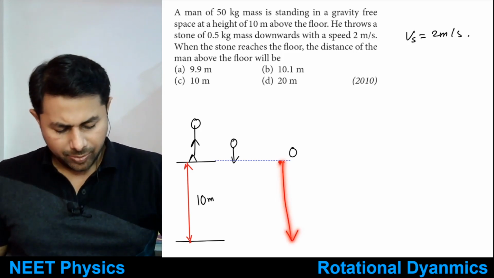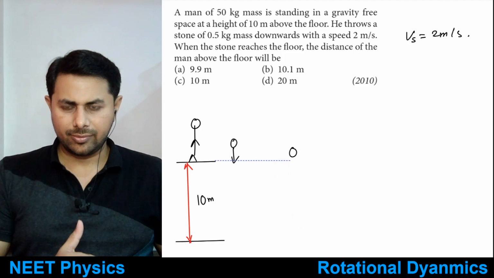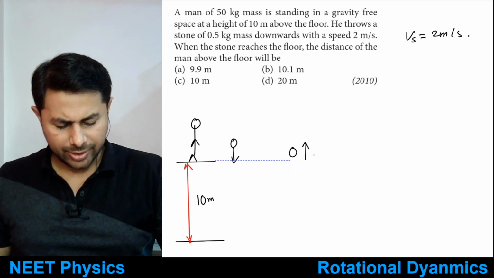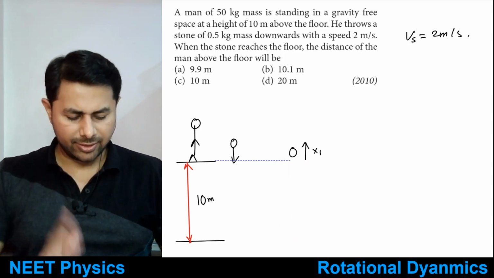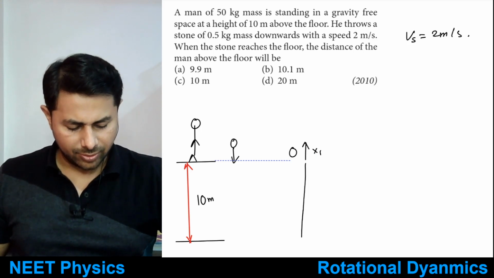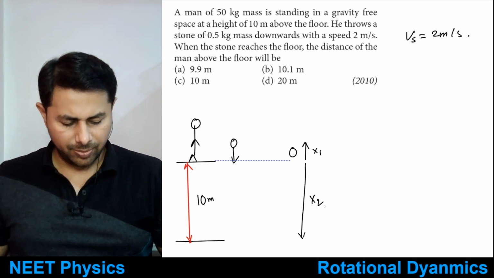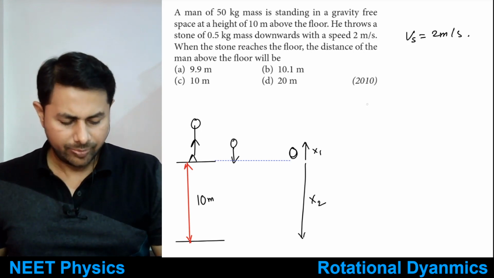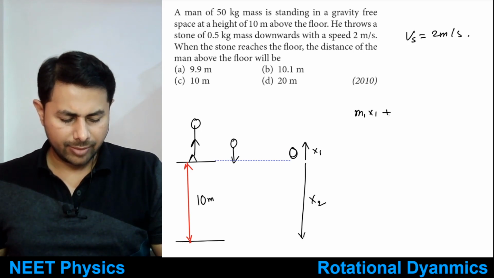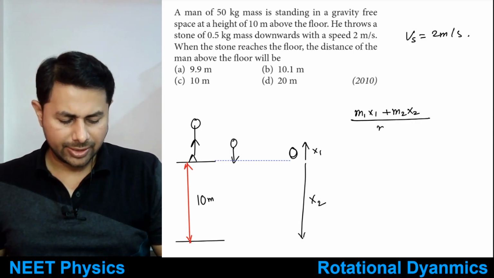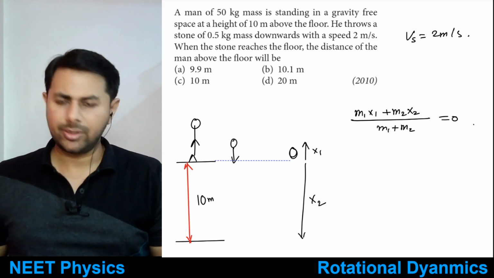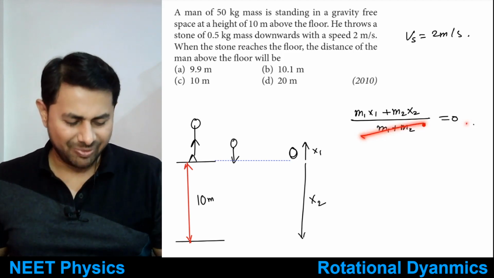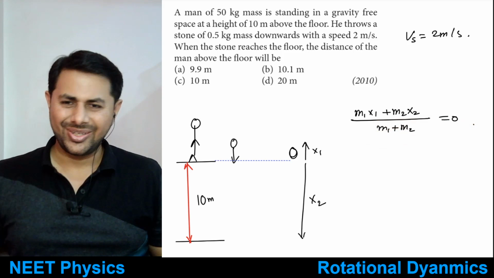So the stone moves 10 meters downwards, which means the man will move, let's say, a distance x1 upwards and the stone a distance x2 downwards. If you say that this point is 0, then this 0 must be equal to what? m1 x1 plus m2 x2 divided by m1 plus m2 must be equal to 0, right? So m1 plus m2 multiplied with that 0 gives you 0.